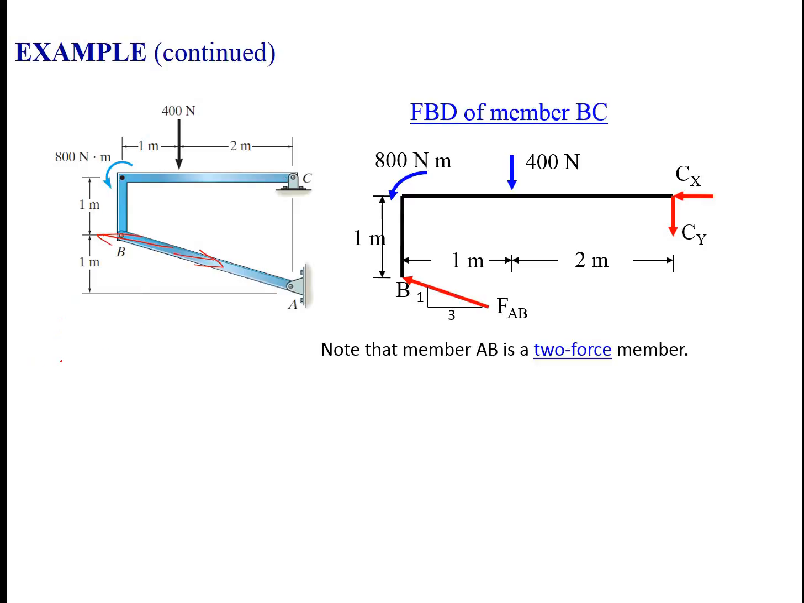The first thing that we're going to do is take the sum of our moments about C. Why would we do that? It eliminates 2 of our 3 unknowns, right? So that makes sense. Sum of moments about C equals 0. So we have negative FAB times 3 divided by the square root of 10, which is 1 squared plus 3 squared gives us 10. So that's what this magnitude is. Times 1 meter.